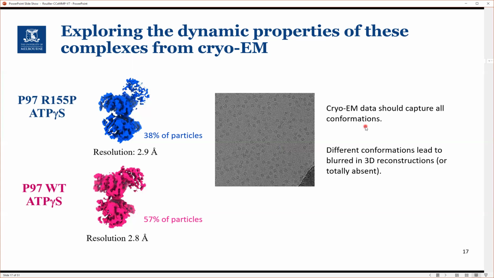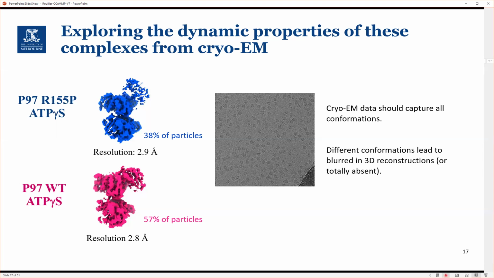In principle, because we have our protein in multiple orientations in the ice, in the absence of crystals, cryo-EM data should be able to capture all the conformations of the protein complex. However, when we have different conformations, this leads to blurring of the 3D reconstruction, or in some extreme cases, some densities being completely absent. So in this case, we're talking about 630 kilodalton of domains being absent in most of our reconstructions.